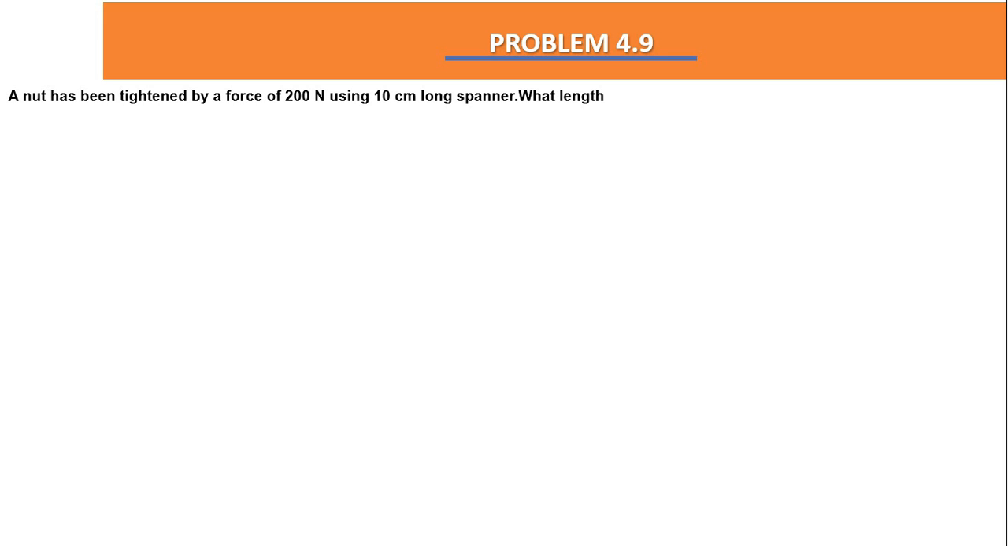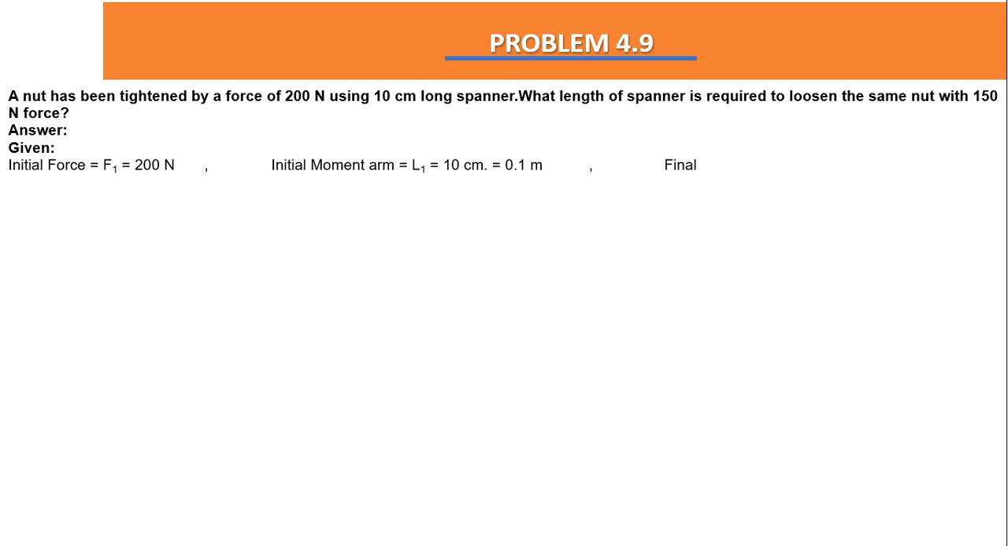Now problem 4.9. A nut has been tightened by a force of 200 Newton using a 10 centimeter long spanner. What length of spanner is required to loosen the same nut with 150 Newton force? Given है हमें initial force F1 200 Newton, initial moment arm L1 is equal to 10 centimeter and this is equal to 0.1 meter, and final force F2 is equal to 150 Newton. Now final moment arm हमने find करना है.